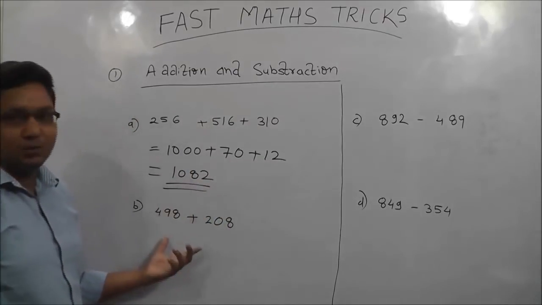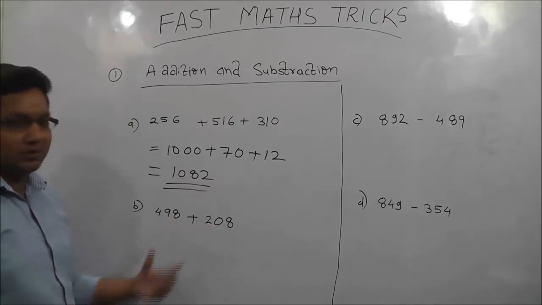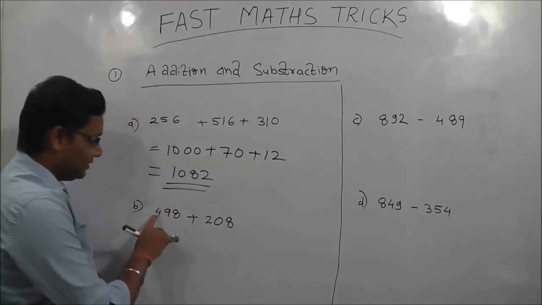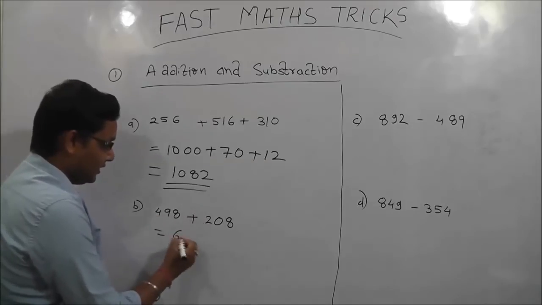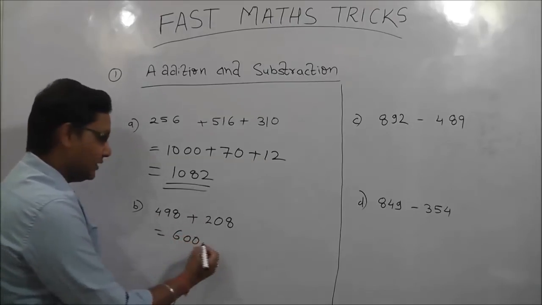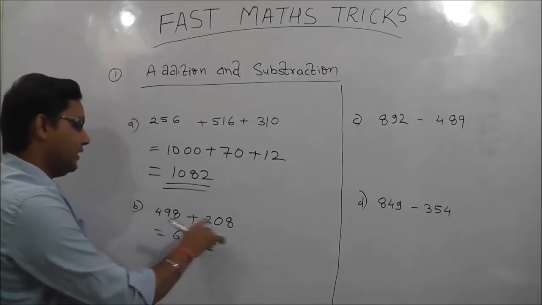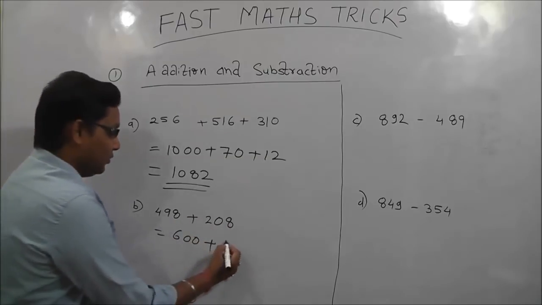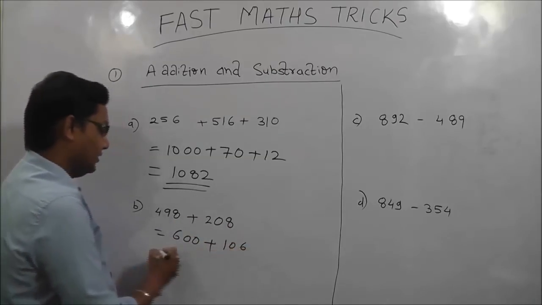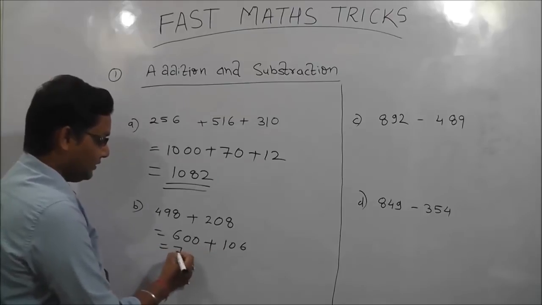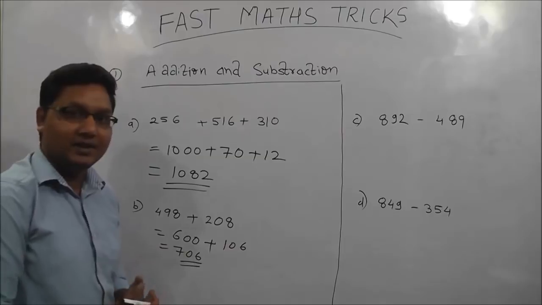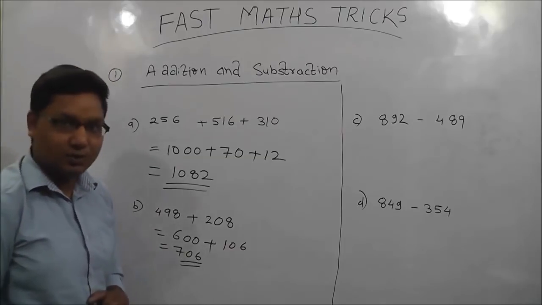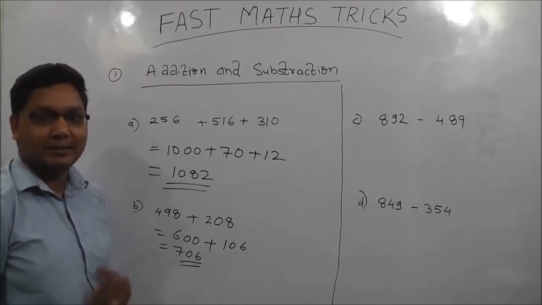Let's take one more example. Suppose you are adding 2 numbers. Add like this: 400 plus 200 means 4 plus 2, 6, and this is the hundreds place, so 600. Then 98 plus 8 gives you 106. So what will be the answer? 706. In this way you have to add the numbers fast, because there is less time for calculation. We should not waste our time in the calculation part.